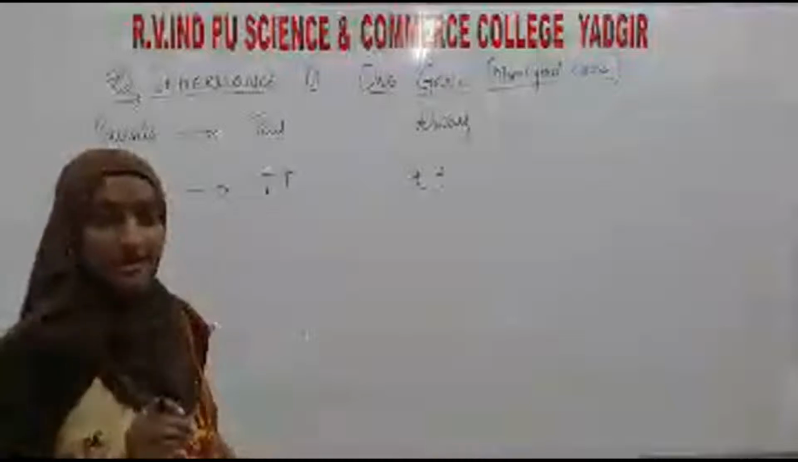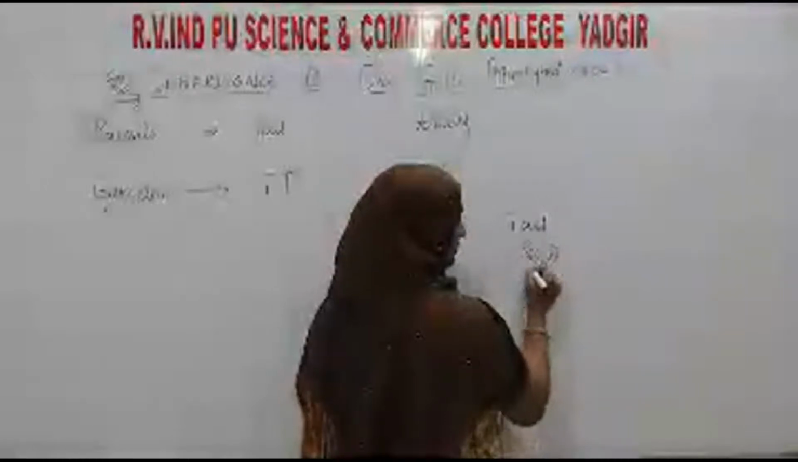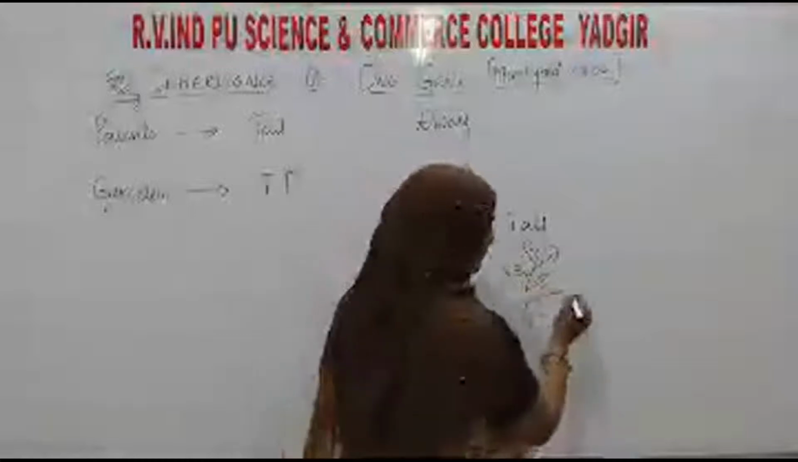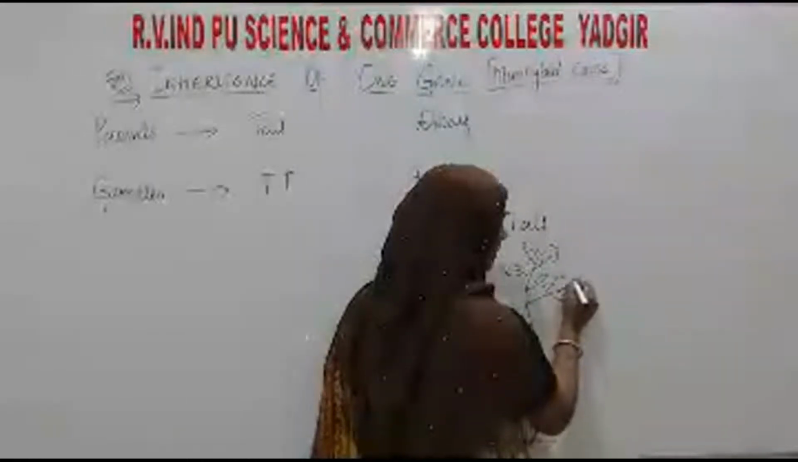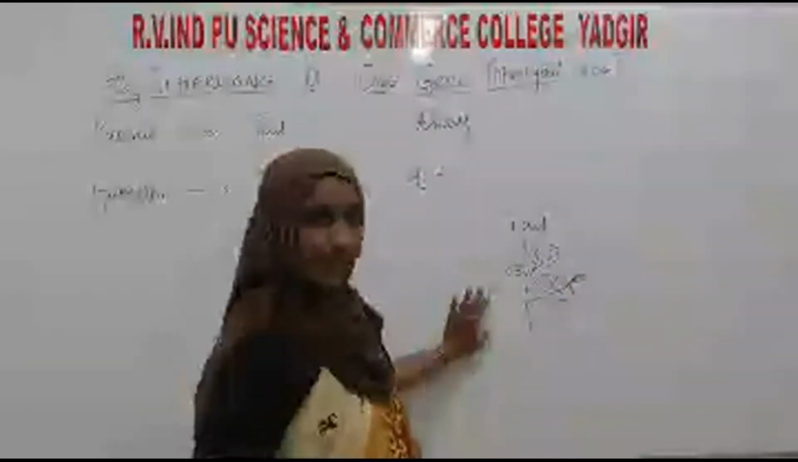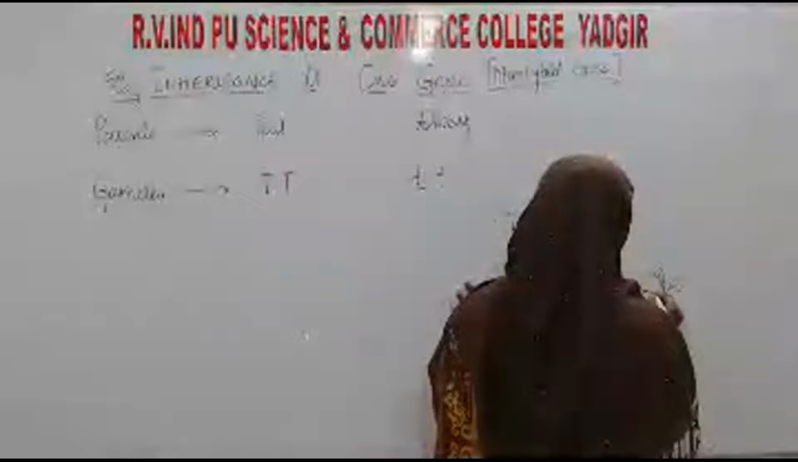See here, listen carefully. This is the tall plant. This is the flower, and this will have the anthers. And one more plant, which is the dwarf, and this will have the stigma.